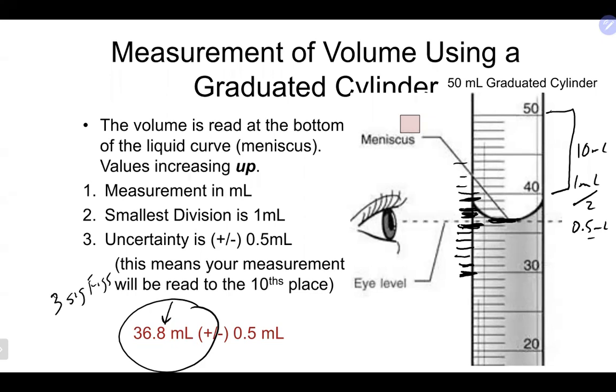Remember that the estimated digit is not always the last number that is written, but it is the last significant figure that actually is written. And that's an important thing to keep in mind. So sometimes people think it's always going to be the last number. It may not always be the last number, but definitely the last significant figure. Any questions on that one there?